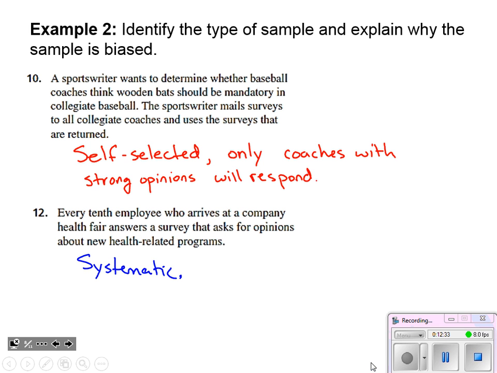Well, the bias here is that you're at a company health fair. So the people that are showing up to that health fair are going to be ones that don't necessarily have the same opinion about health programs that your average employee would. Maybe there are a bunch of employees that didn't show up at this health fair. So it's systematic, and because of the fact that it's at a health fair, the bias occurs.